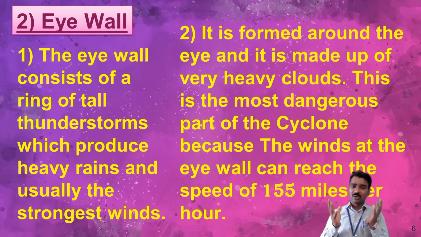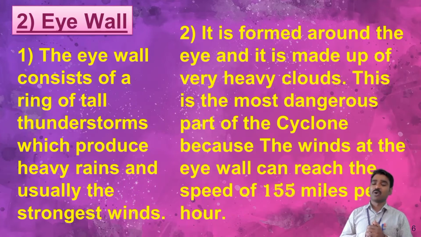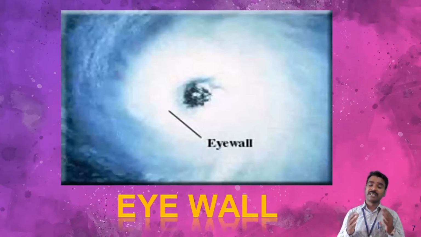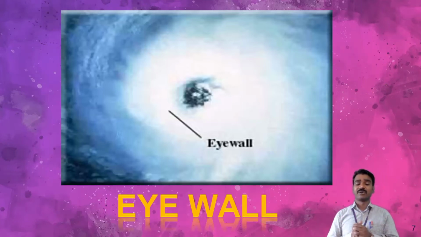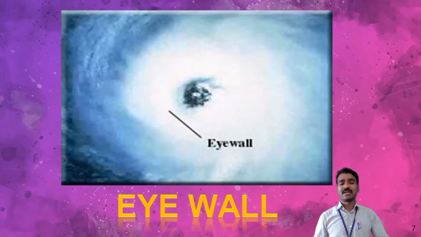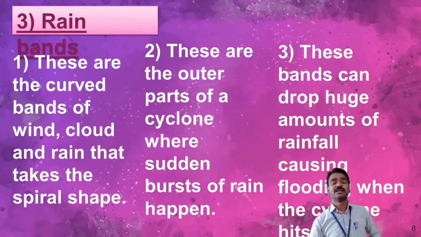It is formed around the eye, and it is made up of very heavy clouds. This is the most dangerous part of the cyclone, because the wind at the eye wall can reach the speed of 155 miles per hour. That means the speed can reach up to 250 to 300 kilometers per hour. One can imagine if the wind blows at that kind of speed, it can carry away anything in its way. So this is the most destructive part of the cyclone, where the thick heavy clouds, thunderstorms and strong winds are located. This is the eye wall of the cyclone.